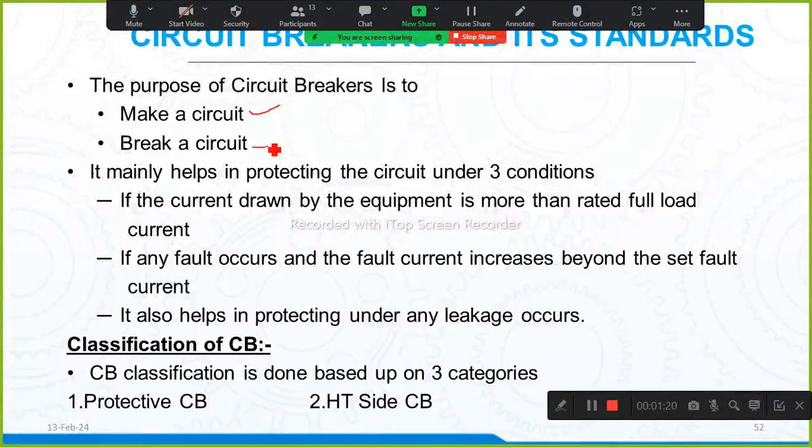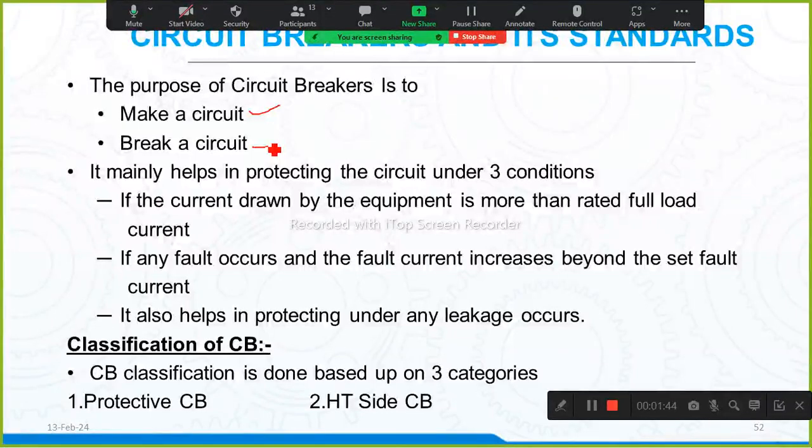Circuit breaker mainly helps in protecting the circuit in three conditions. What are the three conditions? If the current drawn by the equipment is more than rated full load current, it will protect. If any fault occurs and the fault current increases beyond the set fault current, it will also protect. And it also helps in protecting the circuit when any leakage occurs.